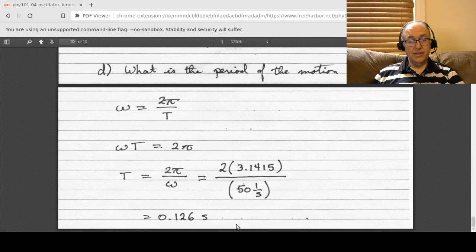That's actually pretty fast. That's a little more than a tenth of a second. It'd be hard to see this thing wobbling back and forth, because it would take just a tenth of a second for one cycle. It would oscillate back and forth roughly 10, more like 8 because I'm rounding off a bit, about 8 times in a second, which is pretty fast. Okay, so there it is.